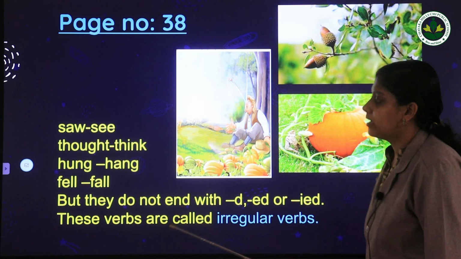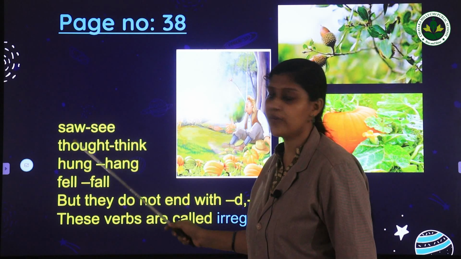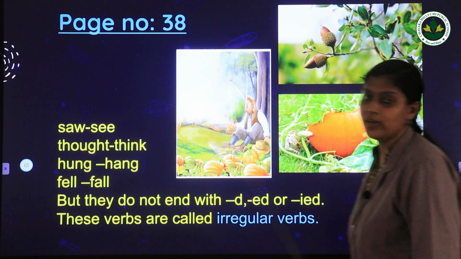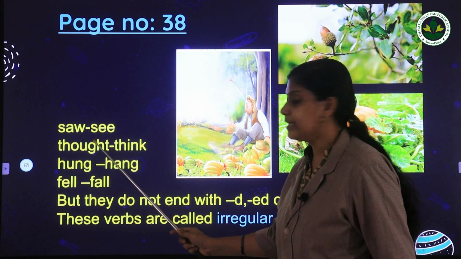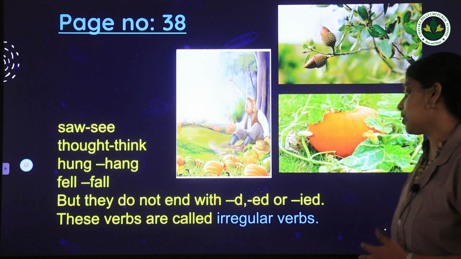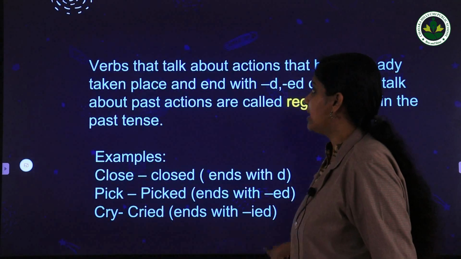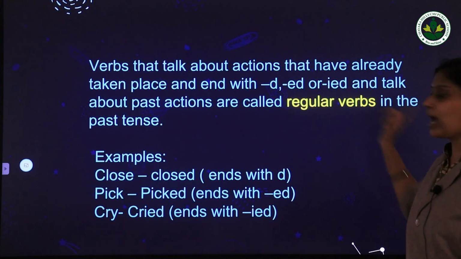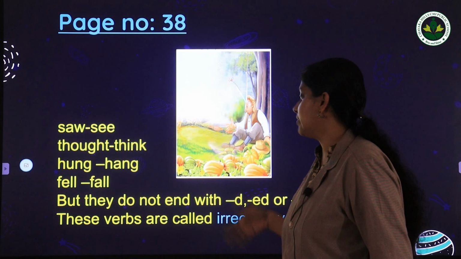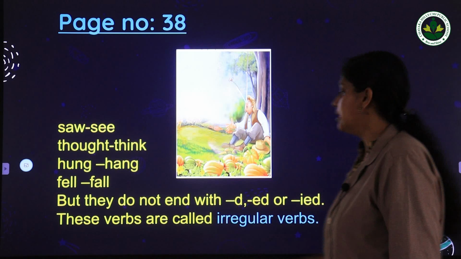Look at these words again. Saw, thought, hung, fell, these are the past forms of these verbs, but they do not end with d, ed or ied. Then these verbs are called irregular verbs. We already saw that regular verbs end with d, ed or ied, but the irregular verbs end without these letters. That is a major difference between regular and irregular verbs.